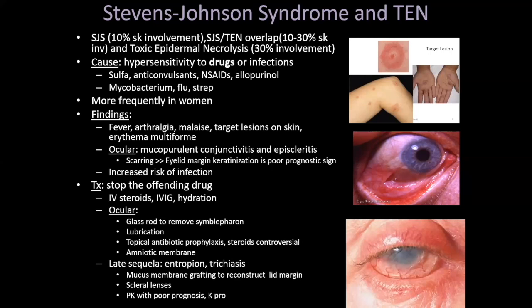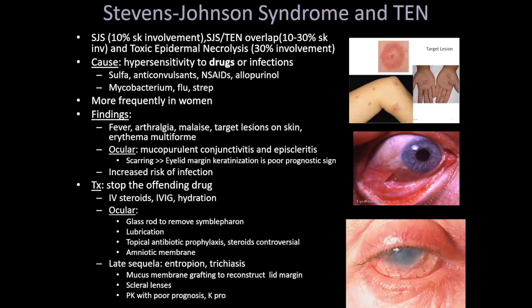The cause, I don't need to elaborate. That is a type 4 hypersensitivity reaction to drugs and to some infectious agents. And it's quite frequent in women than in men. Clinically, you have fever, arthralgia, malaise, target lesions. The target lesions have a central spot with a pale ring followed by a reddish ring. That is the target lesion.